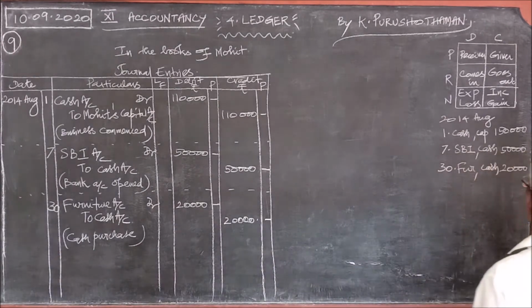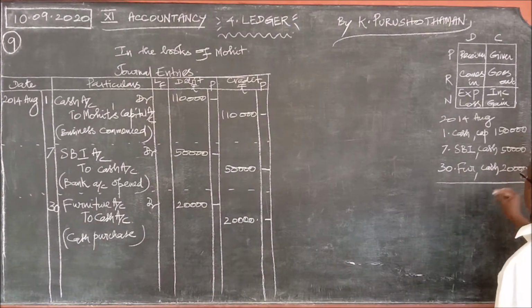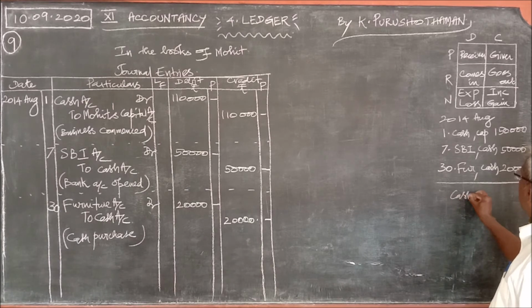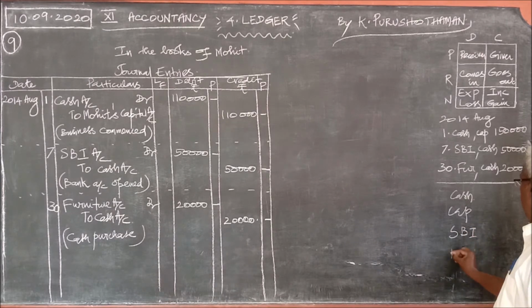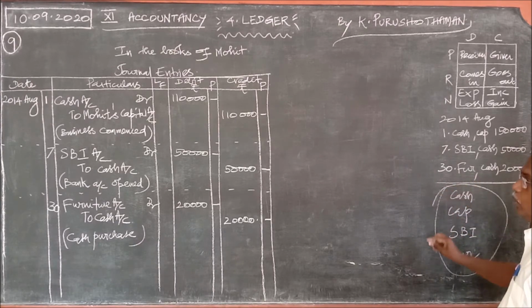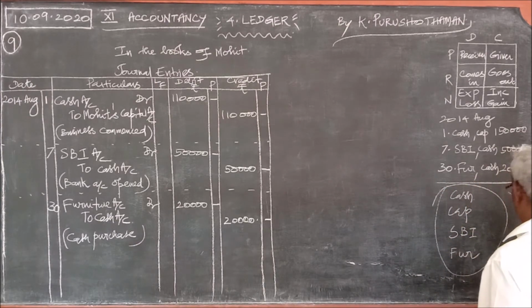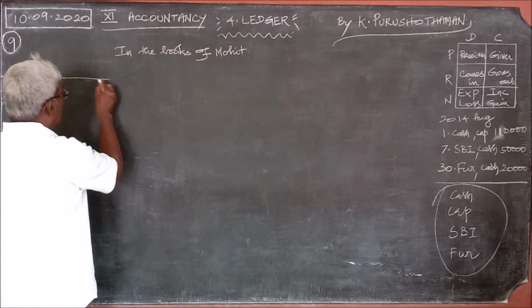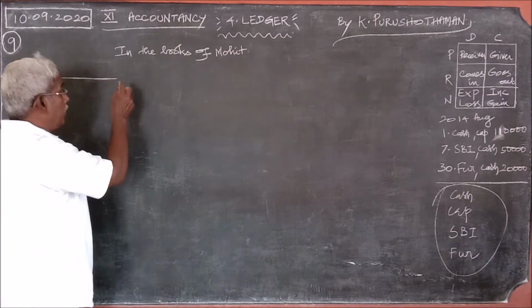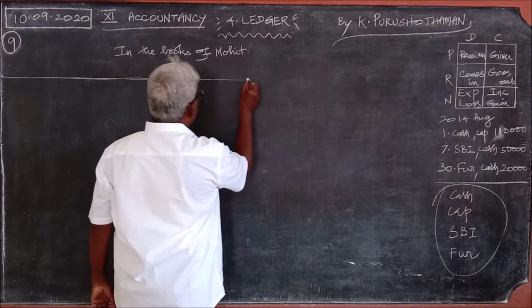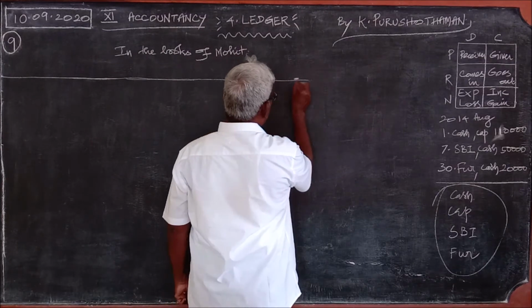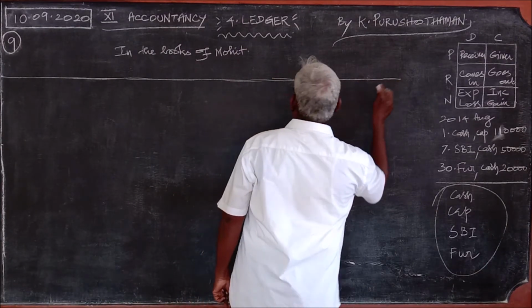From these three, how many ledger accounts should we prepare? First one for cash, second one for capital, third one for SBI, fourth one for furniture. These are the four ledgers for which we will have to prepare ledger accounts. Now we shall pass on to the preparation of ledger accounts. There are four ledgers under this problem. We will do it now.